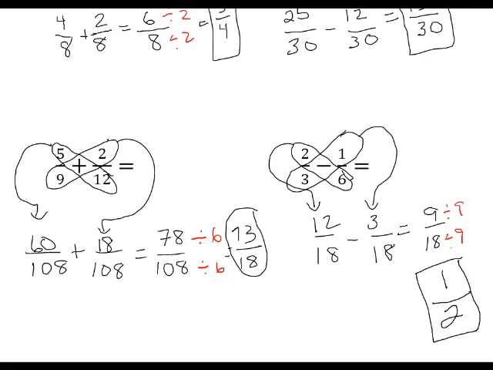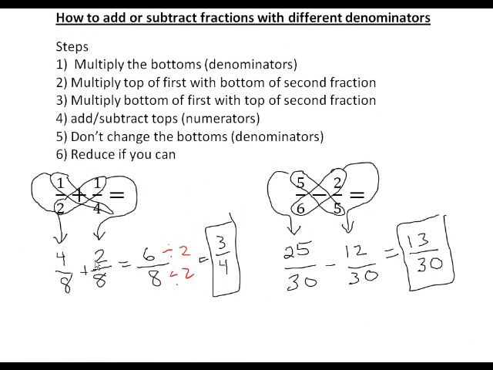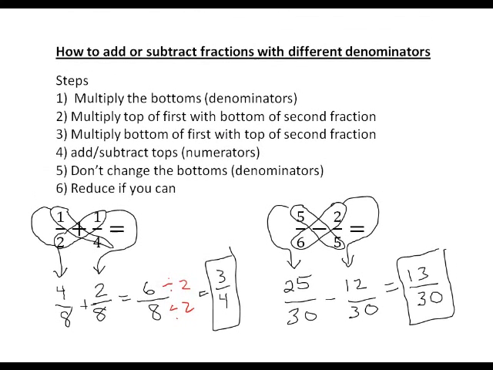I know many of you teachers say you need to find the least common denominator on the bottom, but if you use this method, you will find a common denominator. It's not always going to be the least, but you'll find a common denominator. You just have to reduce at the end. You will always get the right answer using this method.